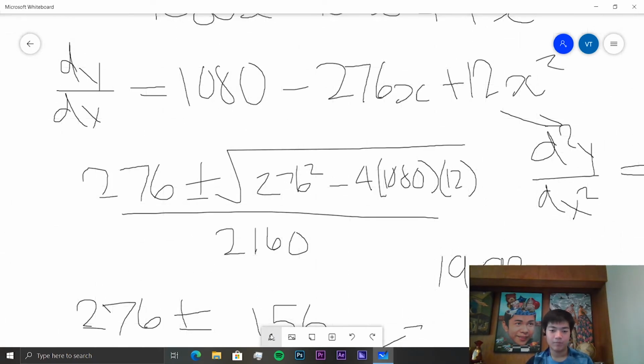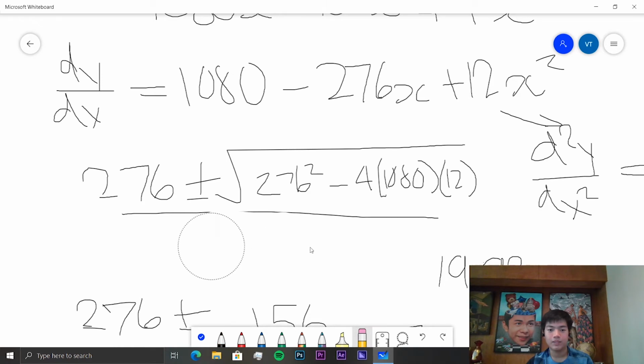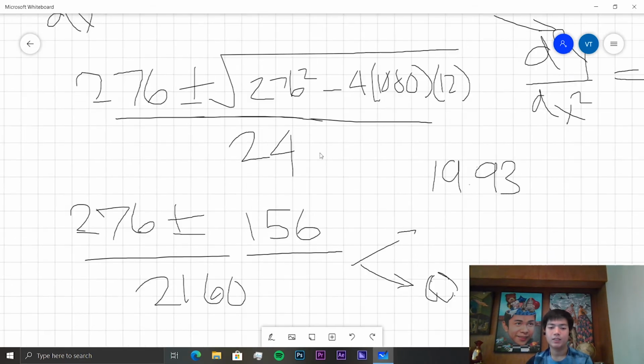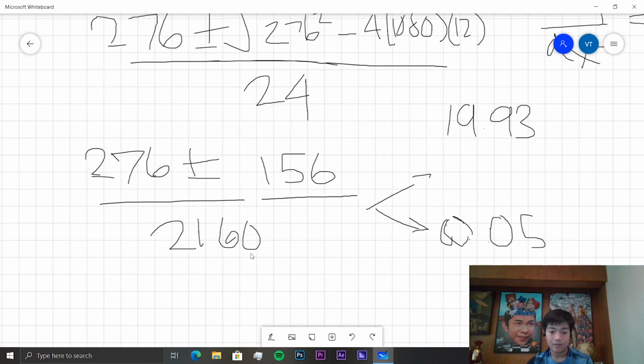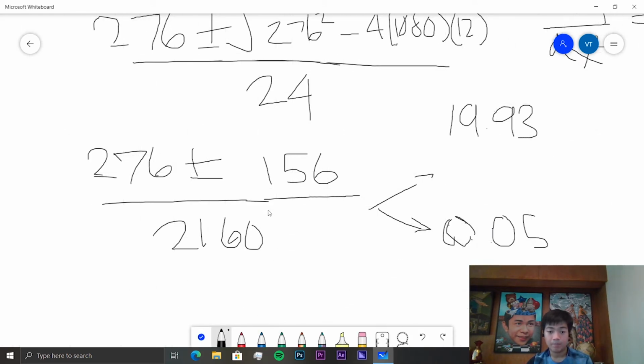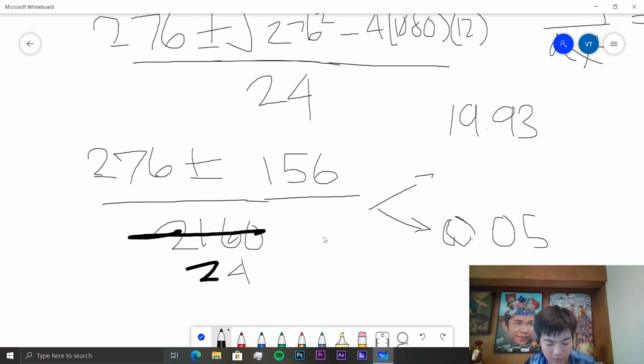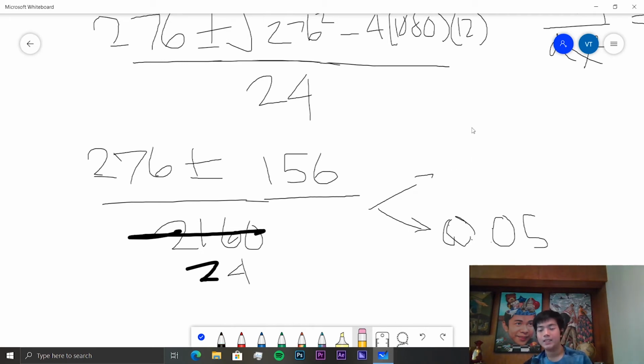Oops, sorry, I just noticed a small mistake I've made. I put it over 2160, but actually the a value in this quadratic equation is only 12, so this should only be over 24. So the two possible x values we get, we divide by 24 and not 2160. Then we should get 276 plus 156 divided by 24, so we get the value 18, or 276 minus 156 over 24, which is 120 over 24, so 5. So we have 18 and 5.